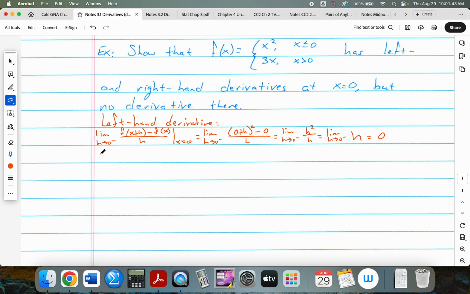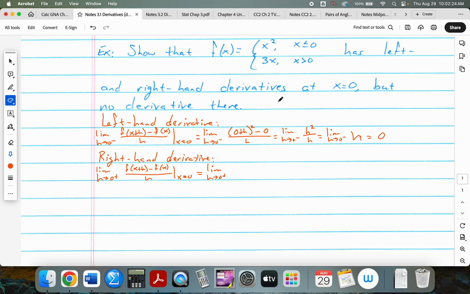Then the right-hand derivative will be the limit as h goes to 0 from the right of, I'm going to take the time to write this out, f of x plus h minus f of x all over h evaluated at x is equal to 0. That'll be the limit as h goes to 0 from the right.